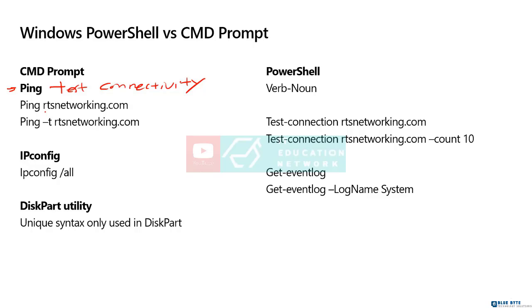If I want to verify that I can connect to another computer on the network, or verify I can connect to a website, I could simply type ping, the name of that site. So if I type ping rtsnetworking.com, what we expect to get is a reply. Now, by default, you'll get 4 replies. If I wanted this to be continuous, I could use ping -t rtsnetworking.com, and that means this will just ping forever until you stop it or exit out of the command prompt. It won't just ping 4 times and stop, it just keeps going.